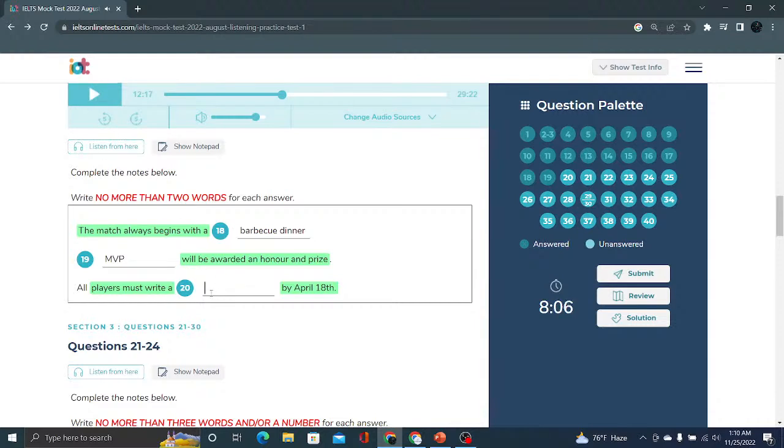Okay, the answer would be confirm letter. CONFIRM, confirm, LETTER, letter. Let me explain it to you. She was saying that this season we hope all players can send a confirm letter to us to ensure our match arrangement. So please write to us before the deadline. It is on Thursday, 18th April. So the answer would be confirm letter. I hope you got the answer.